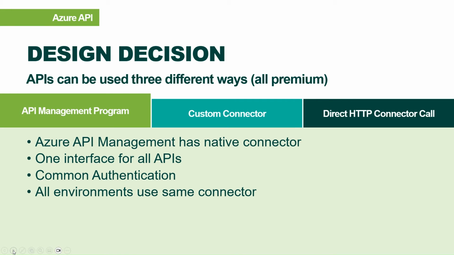With Azure API Management, this is a native connector that you are going to use. There is one interface for all APIs, so you only call this one environment. It doesn't make any difference if you're doing it from your Power Platform environment 1, 2, or 3. It all calls in the same management. There is a common authentication. It uses Entra ID, and you will configure it for the various people that have rights to this particular API.